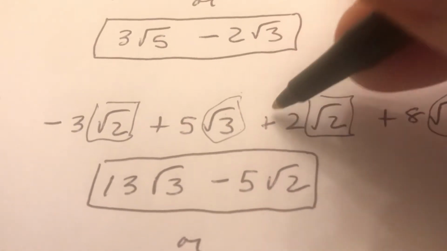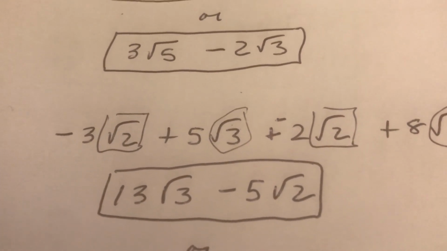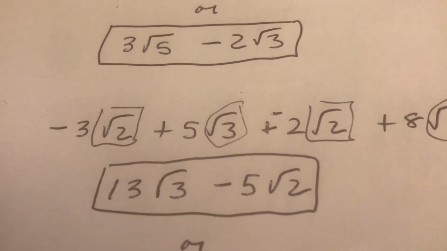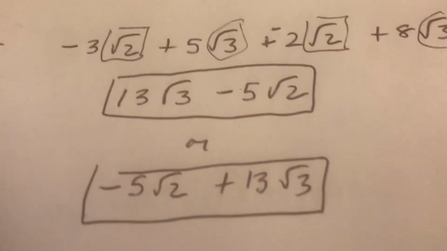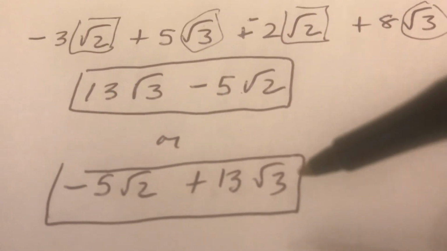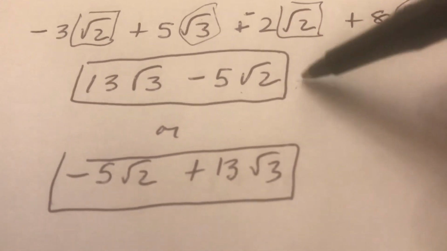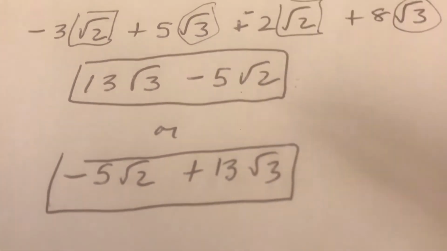Or you could do plus and negative, might be easier. Negative 3 square root of 2 plus negative 2 square root of 2 is negative 5 square root of 2. And once again, you could write the negative 5 square root of 2 plus 13 square root of 3. This is the preferred way because you have one fewer symbol. You have just the minus sign.